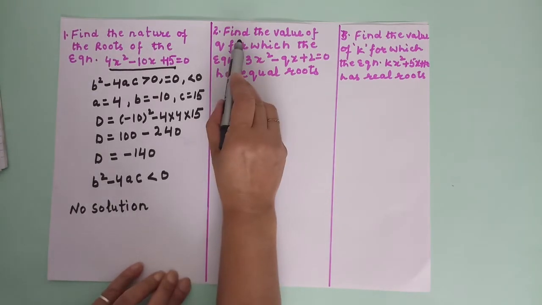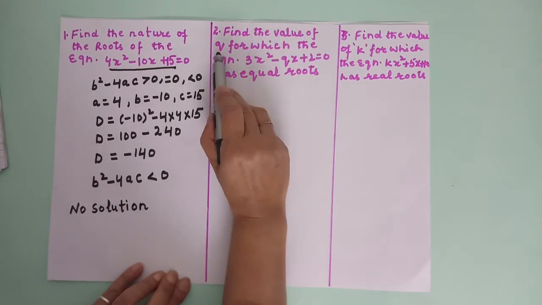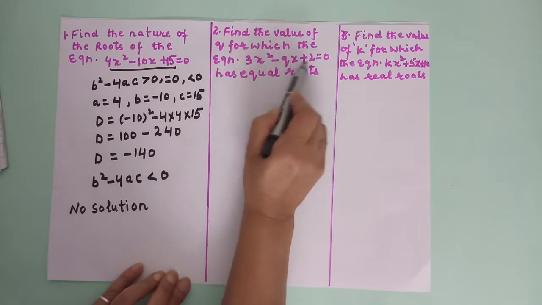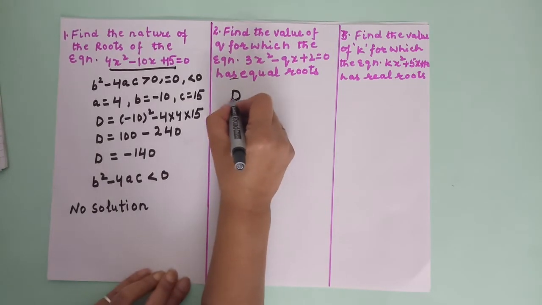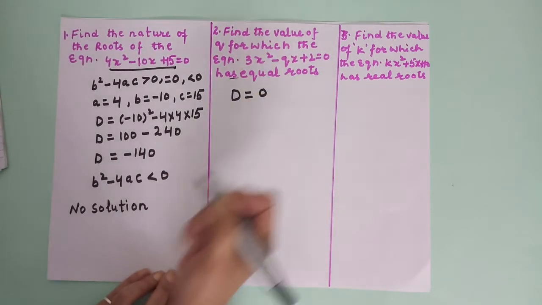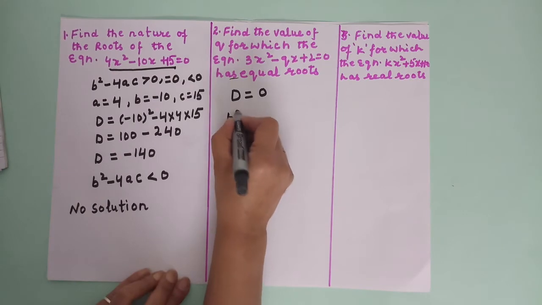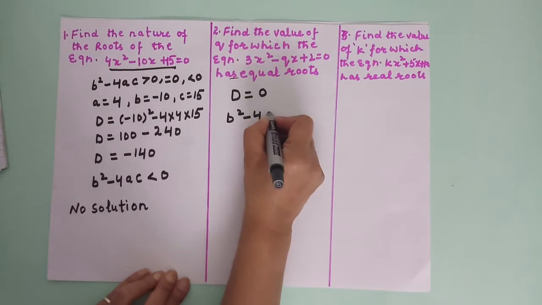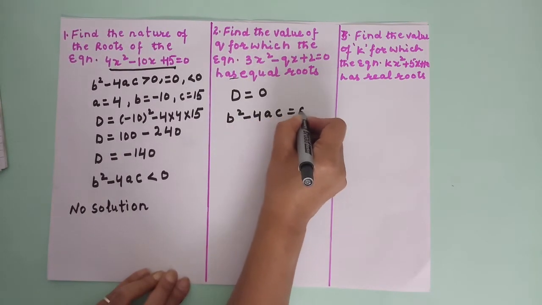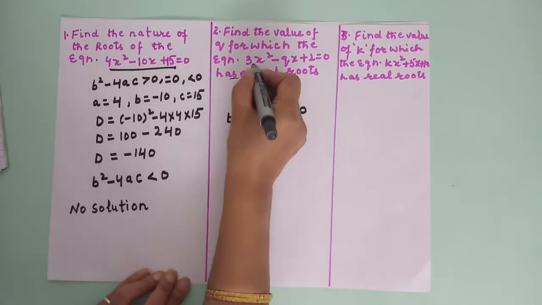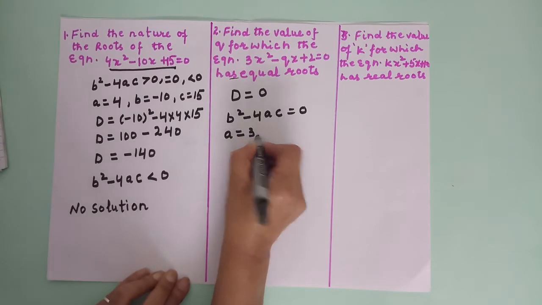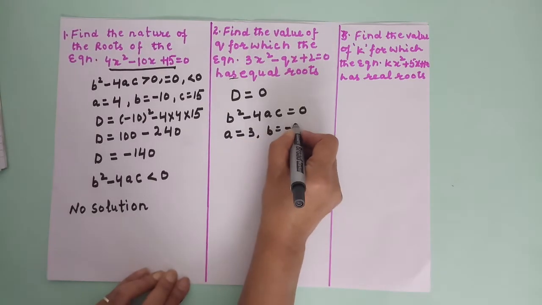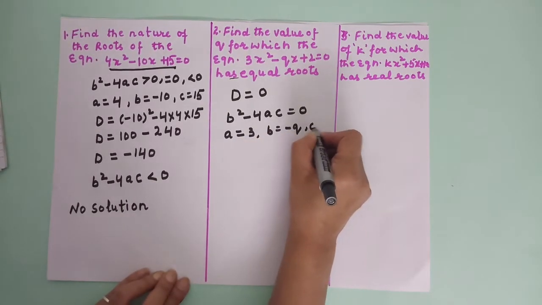Now, in second case, we have to find the value of q for which the equation has equal roots. Now, when our equation has equal roots, at that time our discriminant is equal to 0, right? That means my b square minus 4ac will be equal to 0. Fine. Let's take the equation and identify a. A is 3, b is minus q, and my c is 2.